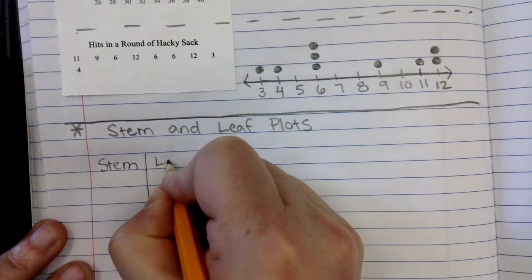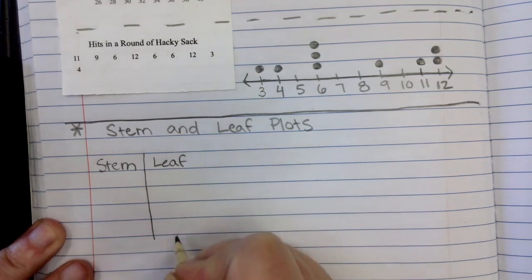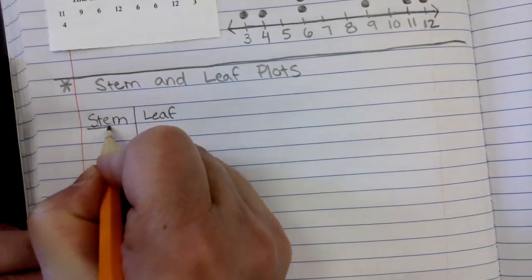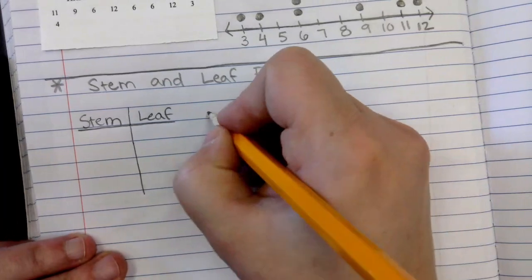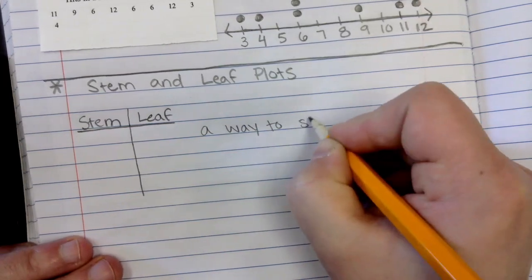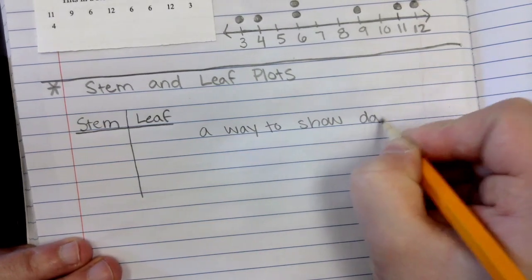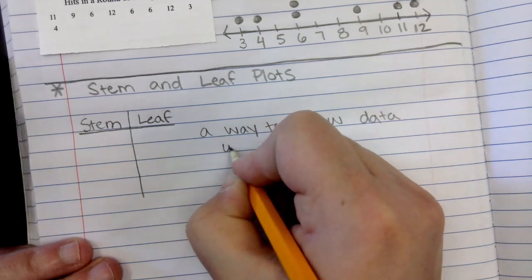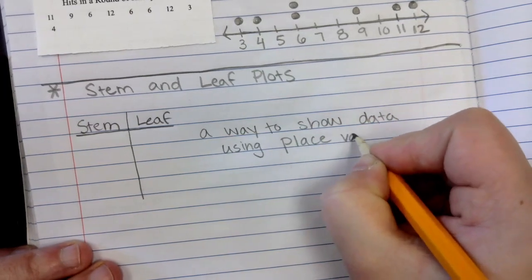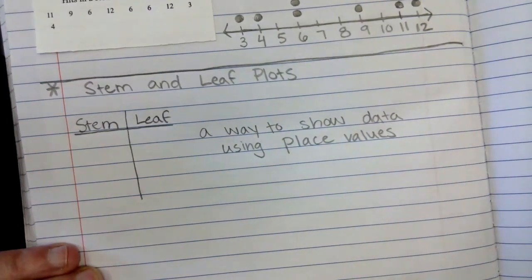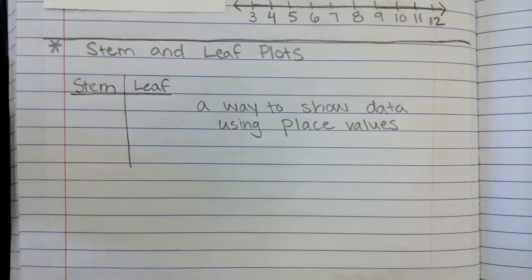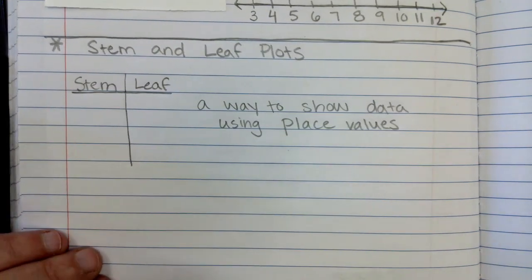Okay, a stem and leaf plot is a way to show data using place values. So place values is really important here. We're going to be breaking things up into tens, hundreds, thousands, ones. We are not going to use the blocks. Generally, we don't use those in high school as much. All right, big thing here is each leaf is connected to its stem.